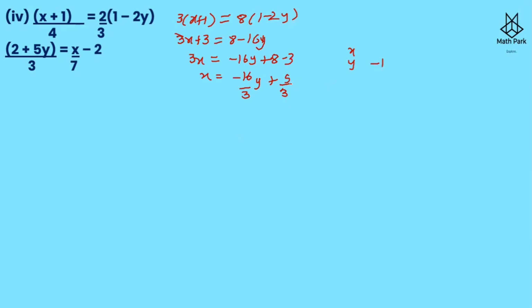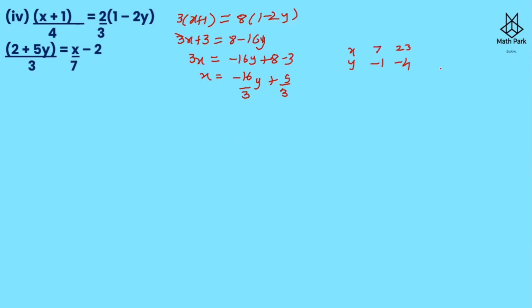16 plus 5 is 21. 21 divided by 3, you get the value of x as 7. So let us take the value of y as minus 4. If you take minus 4, you get 16 fours are 64. So positive 64 plus 5, 69. 69 is divisible by 3. 69 divided by 3, you get 23.